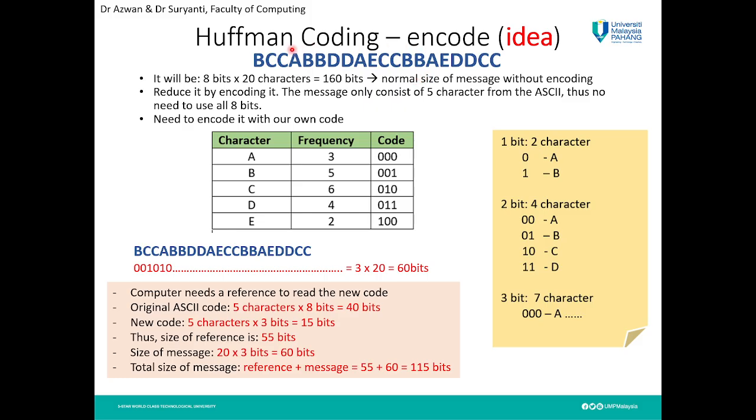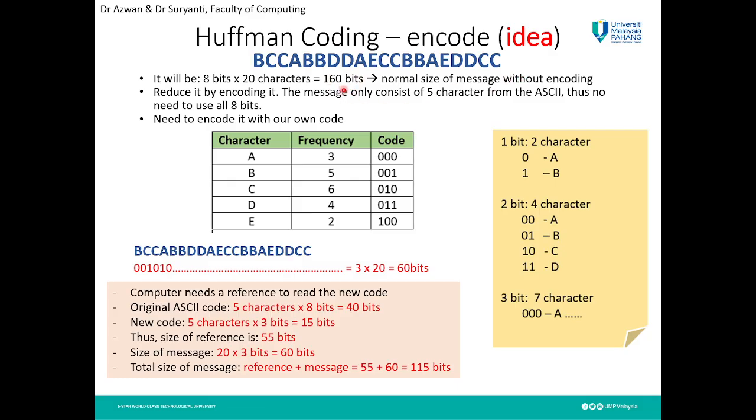So we have this message. Basically, this message contains 20 characters: 1, 2, 3, 4, 5, 6, 7 until 20 here. In ASCII code, one character has 8 bits. So 8 bits times 20 characters equals 160 bits. So this is the normal size of this message without doing any encoding. At this time we have not done any encoding yet. So the normal size for this message is 160 bits.